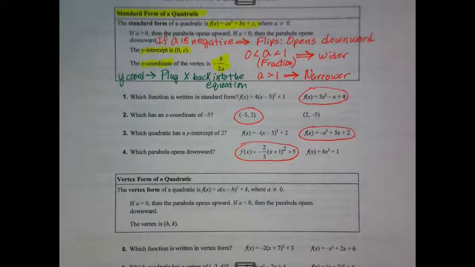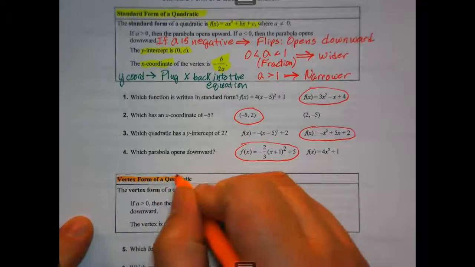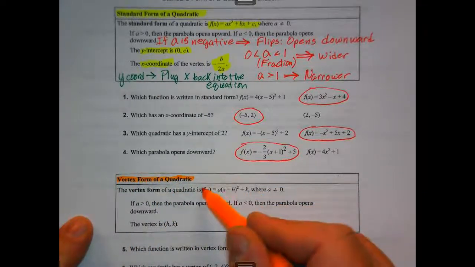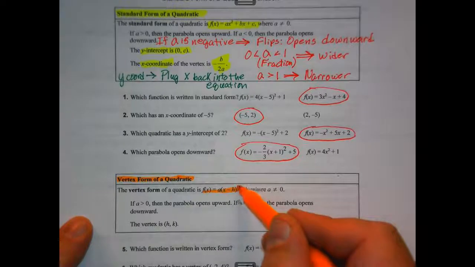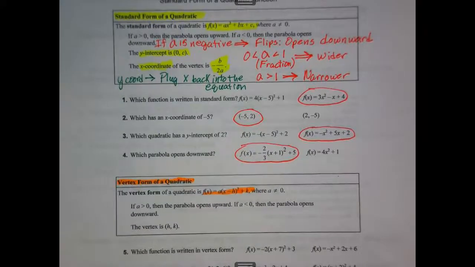Okay, let's take a look at vertex form. Vertex form is f of x or y equals a times the quantity x minus h squared plus k. And again, a cannot equal 0, otherwise we would have a linear equation. Okay, the same thing holds true for a. Let's rewrite everything.